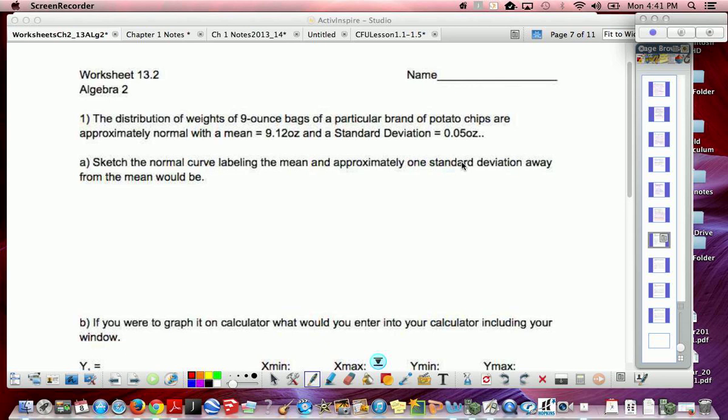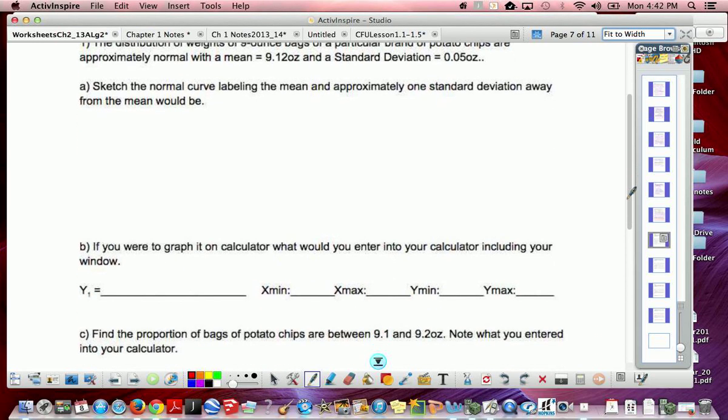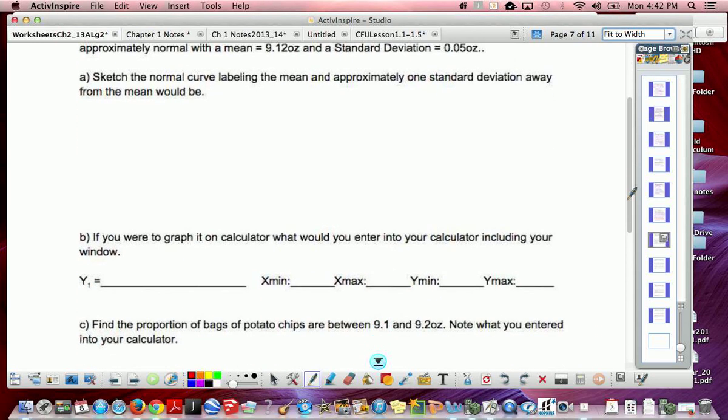All right, let's take a look at worksheet 13.2 dealing with normal distributions. On the first problem it says the distribution of weights of 9-ounce bags of a particular brand of potato chips are approximately normal with a mean of 9.12 ounces and a standard deviation of 0.05 ounces. Part A asks you to sketch a normal curve labeling the mean and approximately where one standard deviation away from the mean would be.